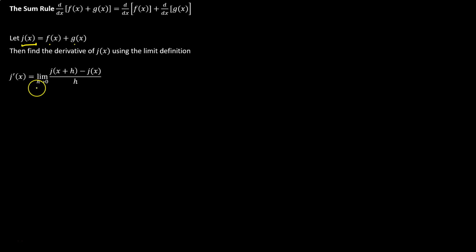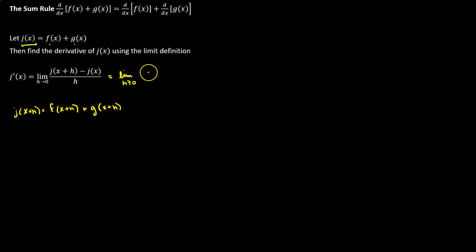We'll start by setting up the derivative function as a limit. So using j of x, that function that comes from adding f and g together, I've written out the limit definition for j prime. But since we know that j comes from f plus g, then we can find out what j of x plus h is. We can't really take it too far, but we can definitely say if we plug x plus h into j, then we're also plugging it into f as well as g.